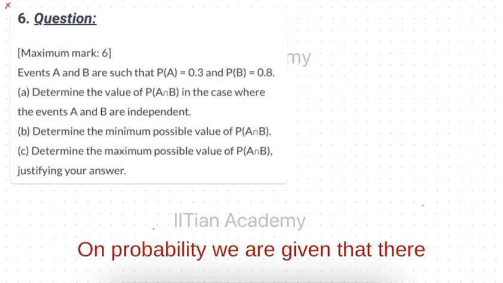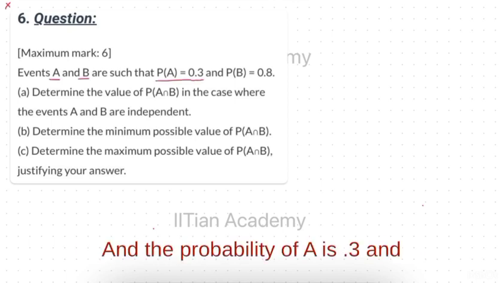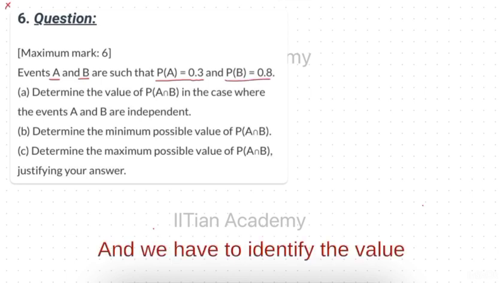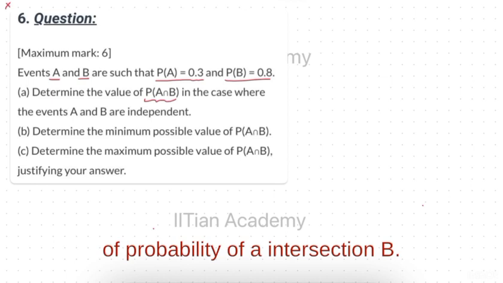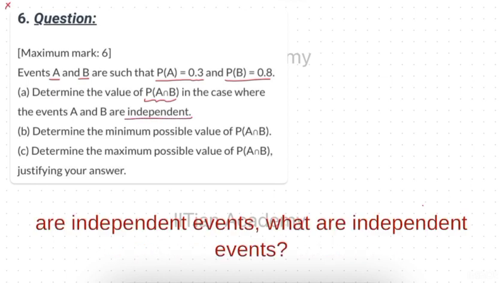This is a question on probability. We are given two events A and B, where the probability of A is 0.3 and the probability of B is 0.8, and we have to identify the value of the probability of A intersection B in the case where A and B are independent events.